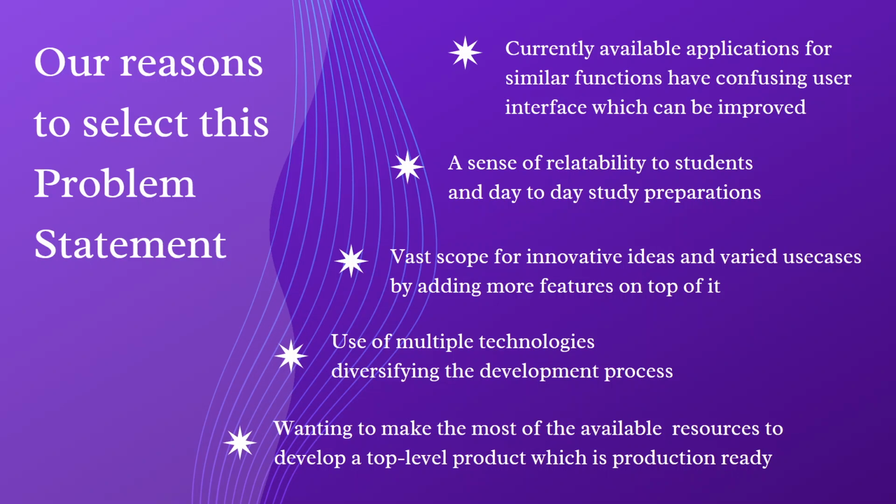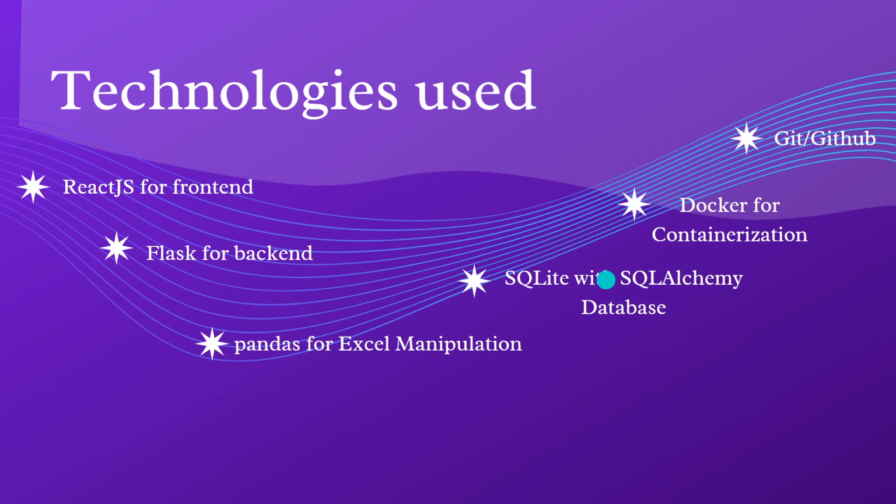We can use multiple technologies here to diversify the development process and create a solution which works the best possible way. We want to make the most of the available resources to develop a top level product which is production ready. So the technology used in our solution is React.js for the front end of the website. We have used Flask for the backend, following a three-tier architecture with React acting as the GUI for manipulation of the database.